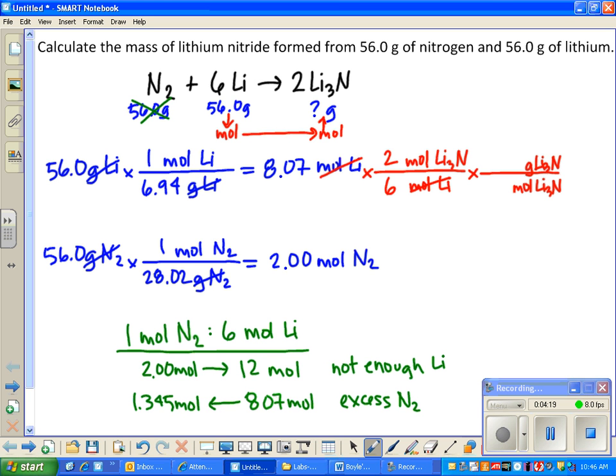So the mass of 3 lithiums plus 1 nitrogen, 34.83 grams per every 1 mole. At this point, I start at the beginning so that I don't have rounding in the middle of my problem. So in my calculator, I would type in 56.0 grams of lithium divided by 6.94, and times 2 divided by 6 times 34.83. The answer with 3 significant digits is 93.7 grams of lithium nitride.